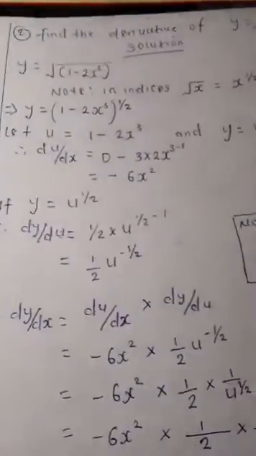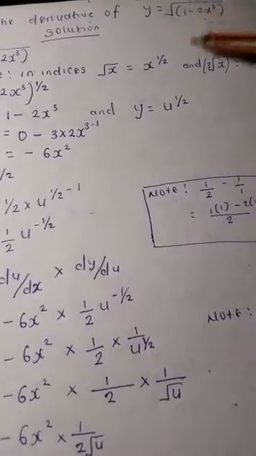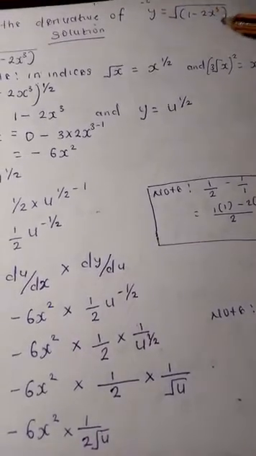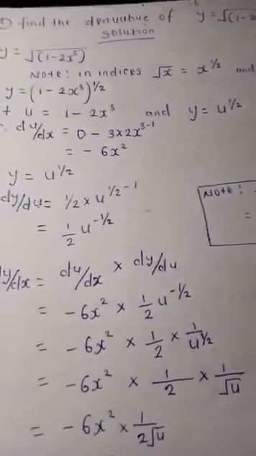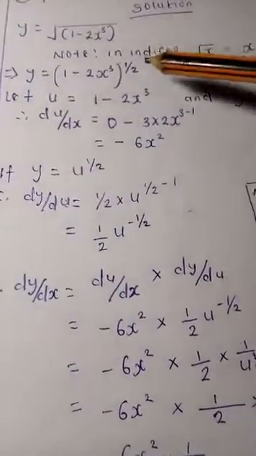So example 2 says find the derivative of y equals to the square root of 1 minus 2x cubed. To find the derivative of the square root of this, we have the solution. y is equal to this.